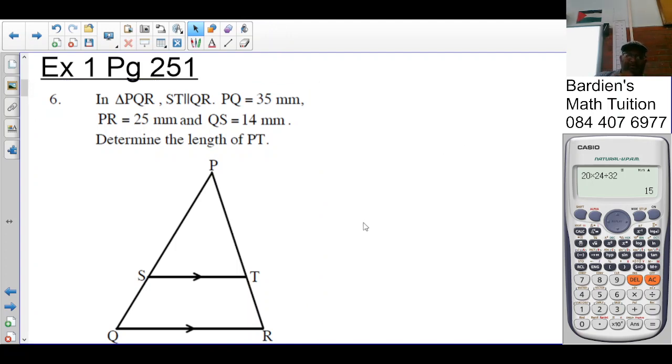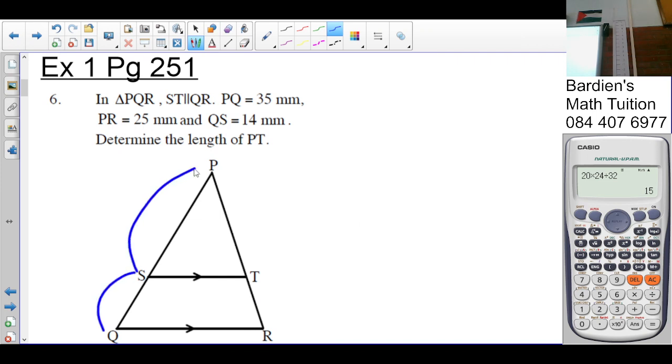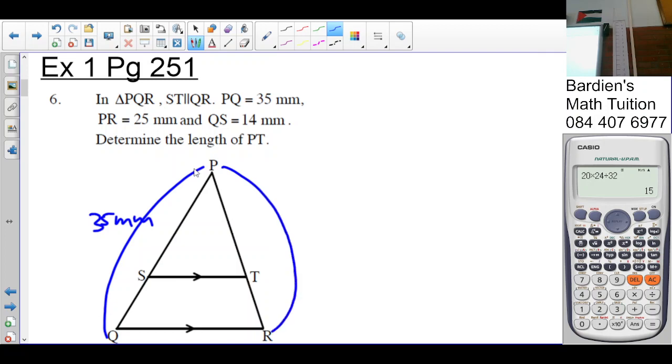In triangle PQR, which is a big triangle, we are told that ST is parallel to QR. So PS over SQ is equal to PT over TR, and all its variations that go with it. Then we are told that PQ is 35 millimeters. PR is 25 millimeters. QS is 14 millimeters. Determine the length of PT.